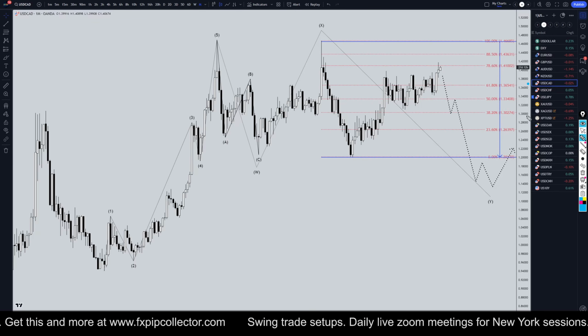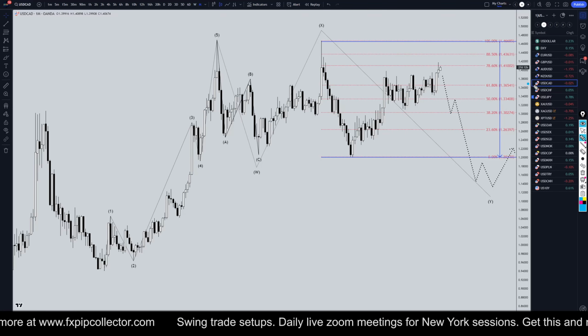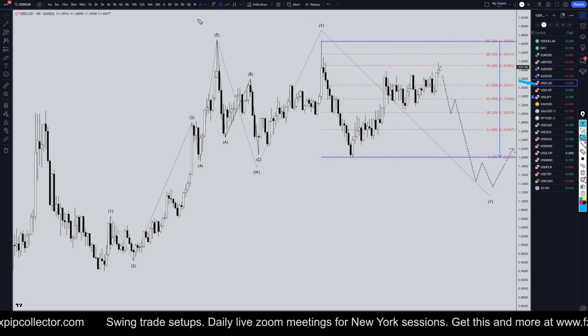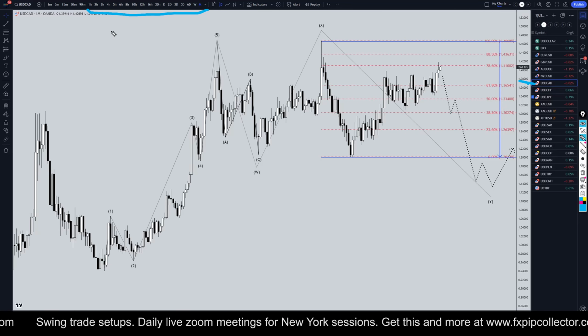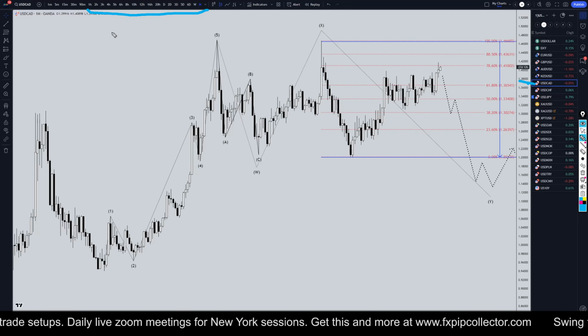Today is Wednesday, December 4th, and I'm going to be analyzing the US dollar Canadian, starting on the monthly, working my way all the way down to the 1 hour time frame for the full top-down analysis.